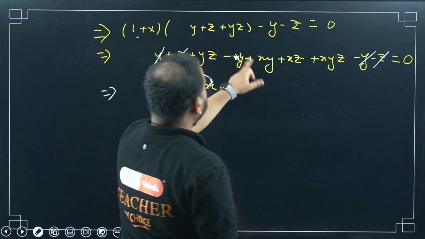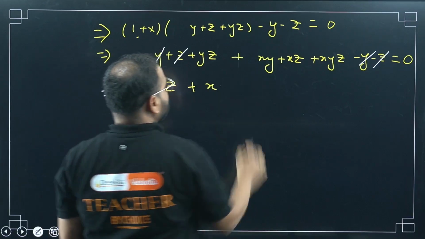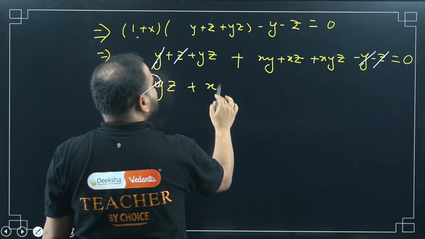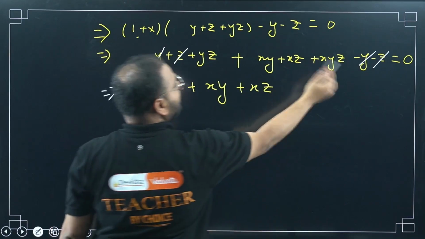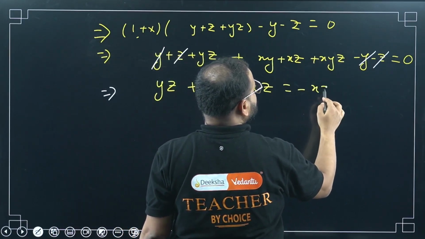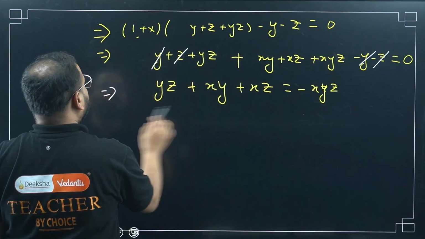See, one little mistake makes everything incorrect, sir. We have to be very, very careful, sir. Sorry, sir. Okay, this is xy plus xz, okay, and I'll bring this thing over there. So minus xyz, okay, minus xyz. Divide everything by xyz.